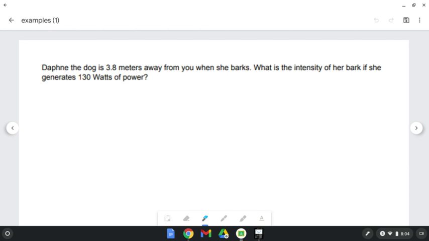Daphne the dog is 3.8 meters away from you when she barks. What is the intensity of her bark? She generates 130 watts of power.